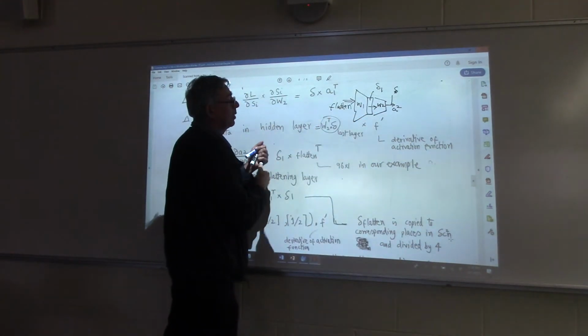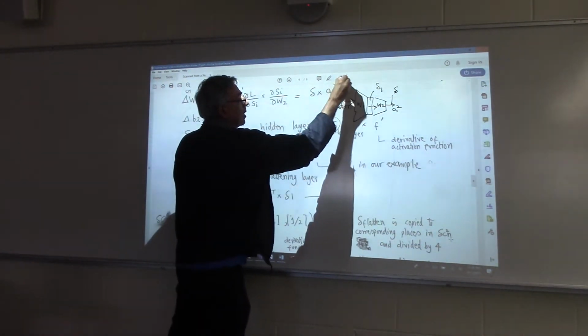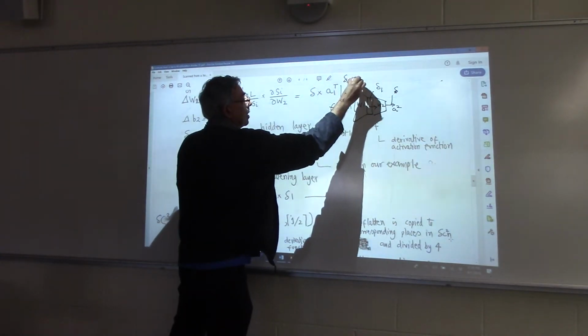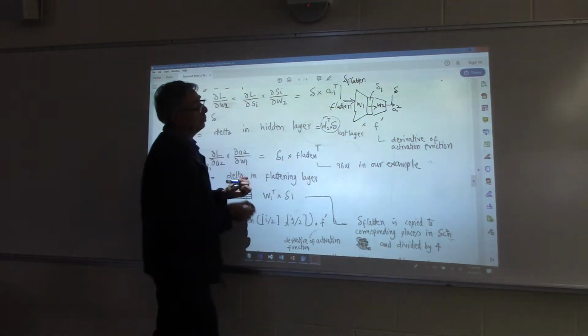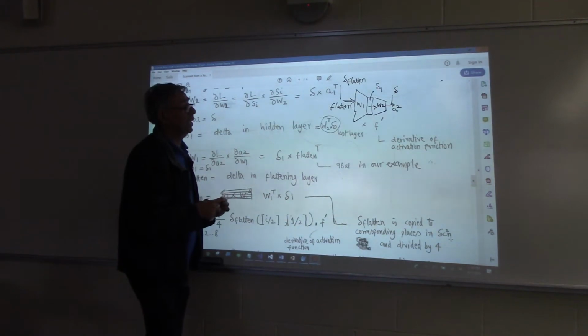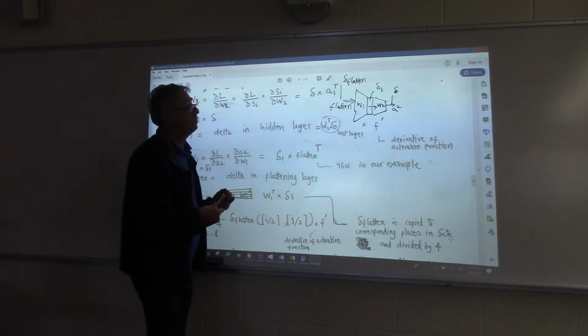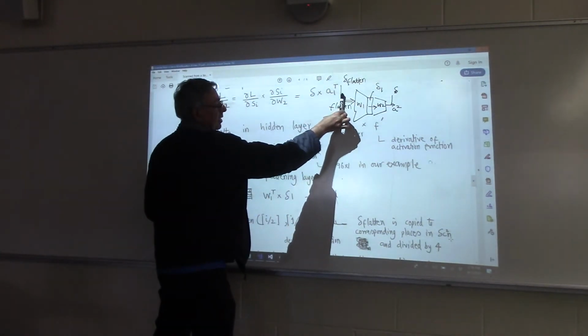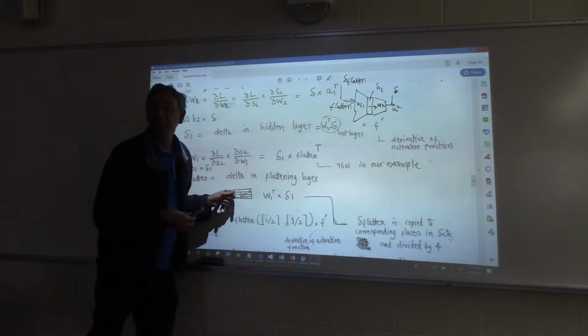Now let's compute delta flatten. Can you tell me from this picture how delta flatten will be related to delta 1? That will be delta 1 times the weight matrix. Will there be a further derivative of the activation function? I don't think so. No, because there's no activation involved over here.